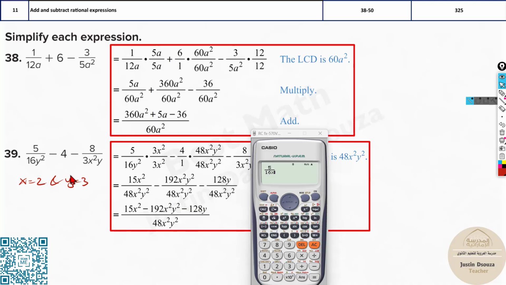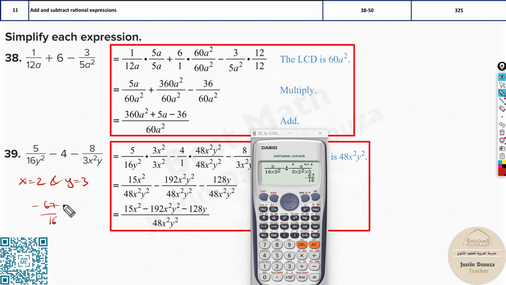Now you can see y is what? 3 squared. Then minus 4. Then what do we have again? Minus 8 divided by, what is it? 3x squared. Sorry, don't write this x. X is assumed to be 2, so multiply it with 2 squared. Multiply it with 3. That's it. And see what is the answer you're getting. I'm getting over here negative 67 by 16.